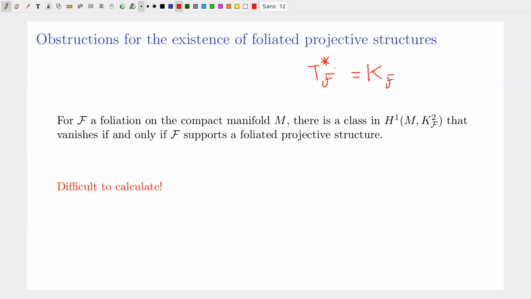So this K_F is a line bundle? This K_F is a line bundle on the whole foliation. Yes. So it has local sections even at the singular points of the foliation.